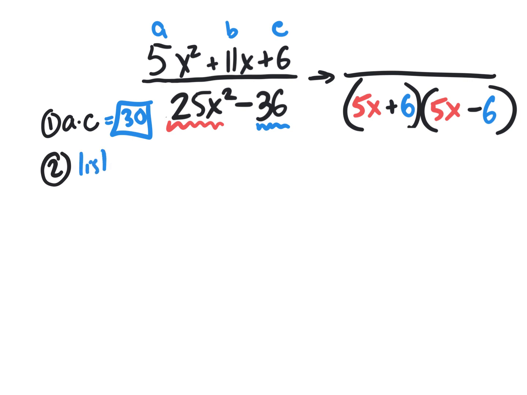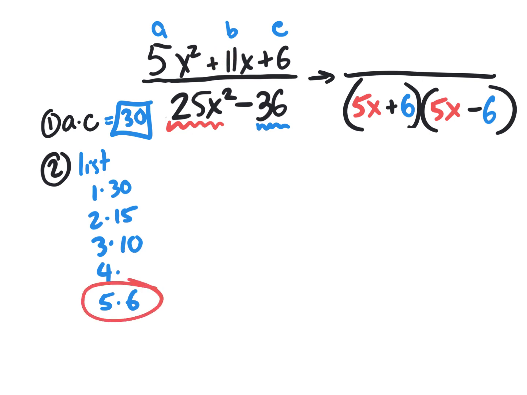Make a list of multiples of 30, right? So we have 1 times 30, 2 times 15, 3 times, 4 times nothing, 5 times, there you go. And that's it. Always go 1, 2, 3, 4, just think of what the multiples are. Now, which pair of numbers combines together to give us the middle value, in this case, 11? 5 and 6, and we don't even have to change any signs. 5 plus 6 is positive 11. We're ready to jump to step 3.